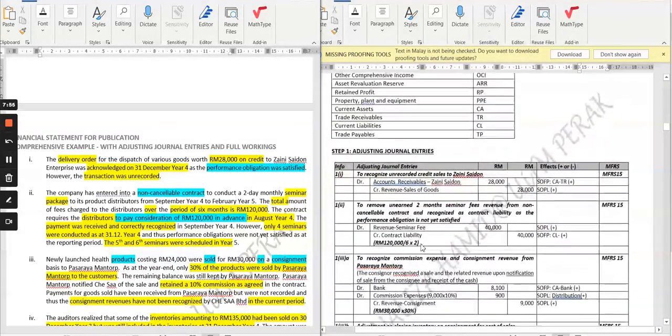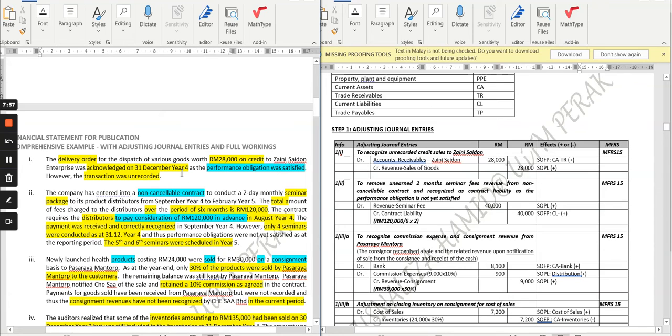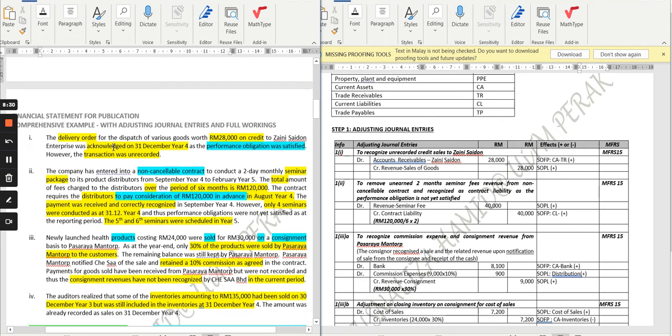Remember, we're learning this, so you can just plus minus here, but I would suggest, for purpose of learning, debit account receivable Zaini Saidun, that is the name of the customer. Credit revenues, this is revenue from sale of goods. When you do that, your SOCIE will have to be added by 28,000, the current asset trade receivable, and your SOPL in the revenue section, which is the first line item in the SOPL, will need to be adjusted by 28,000.